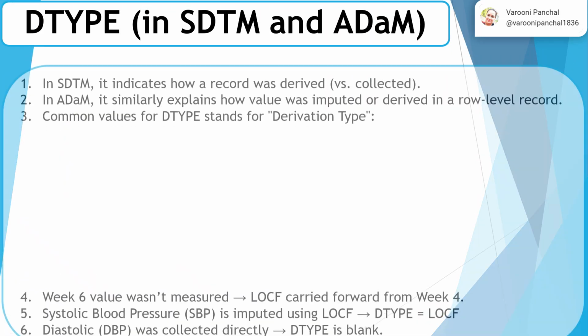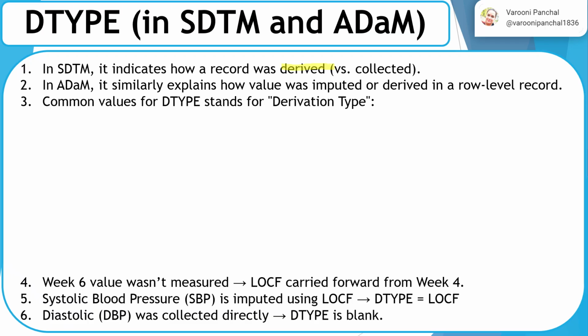D type in SDTM and ADaM. In SDTM it indicates how a record was derived versus collected. Collected is different and derived is different. Collected means, for example, I have an age: if I ask a person what is your age, that person will say a number. Derived is, for example, calculating the age of that person. I need when that person entered the clinical trial, so I have the screening date, the first date the patient entered the trial, and I have their date of birth. You can use these two dates and create a formula for calculating the age. That is called derived. Collected is when you just ask the person and they state a specific age.